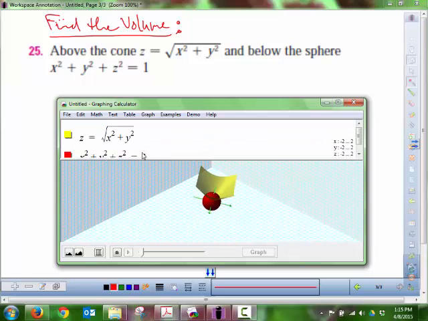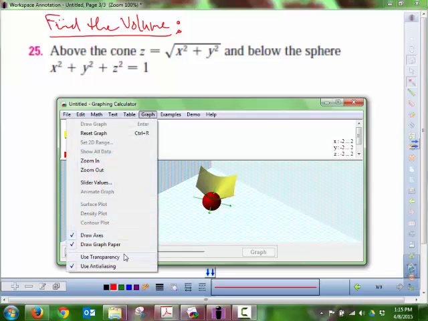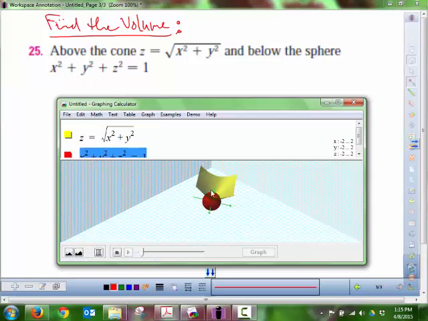So the important thing about this particular problem is finding the shadow on the xy plane. Sounds like a new concept, huh? Find the shadow on the xy plane.